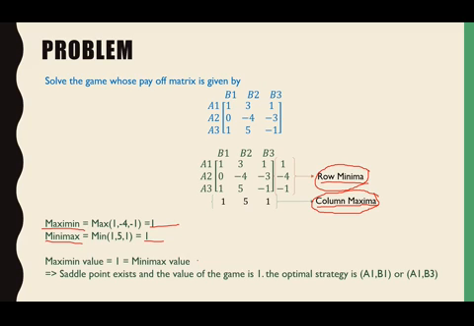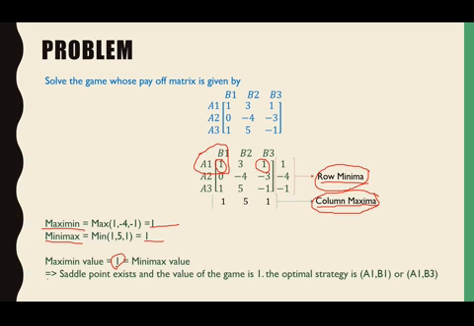Because maximin and minimax are equal, the value of the game, or the saddle point, is 1. The saddle point is here and also here. The saddle point exists and the value of the game is 1. The optimal strategy is A1, B1, representing this saddle point.